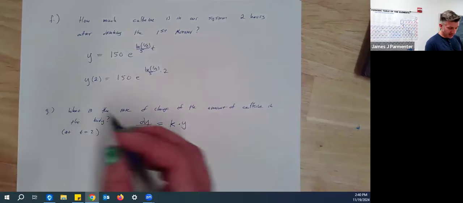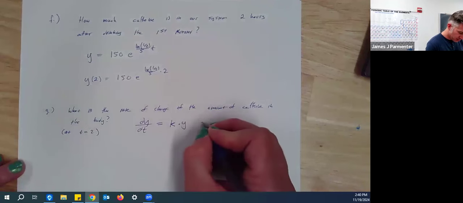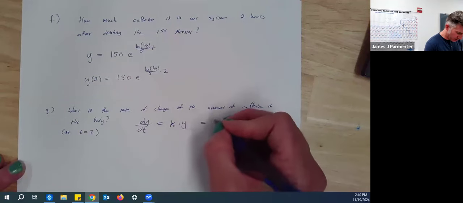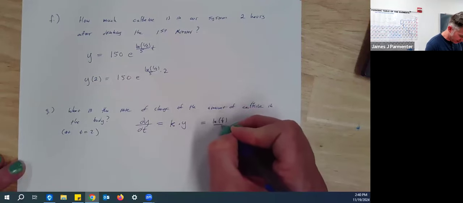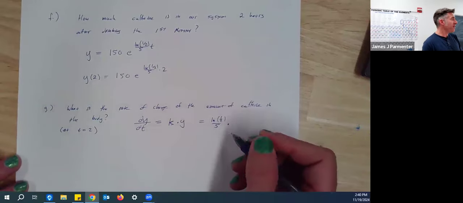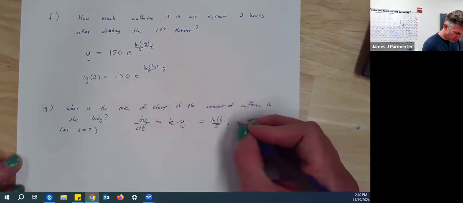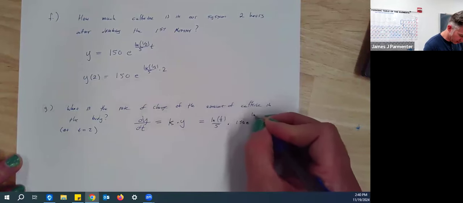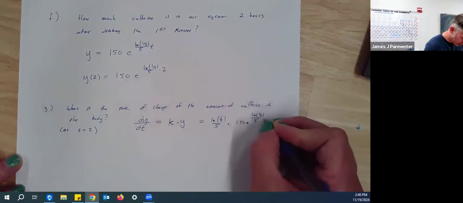So I'm going to use the K value we found, which was the natural log of 1/2 over 5, and then multiply it by the amount of caffeine that we just found, which is our 150 e to the natural log of 1/2 over 5 times 2.